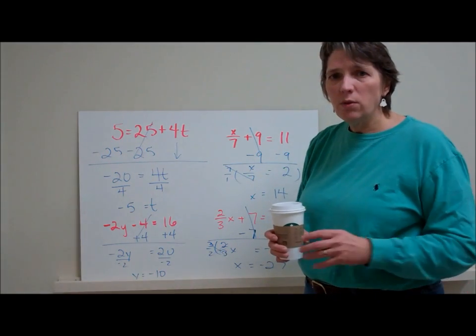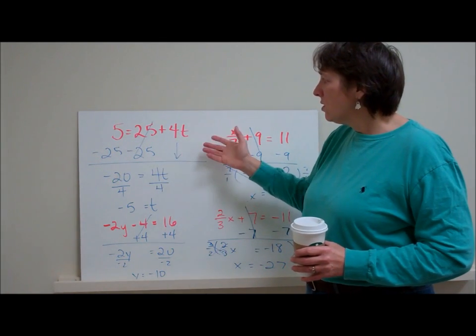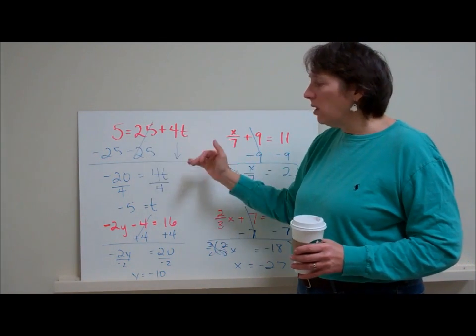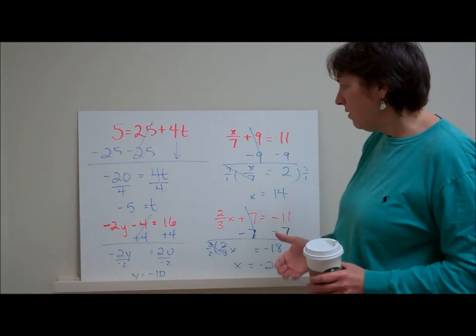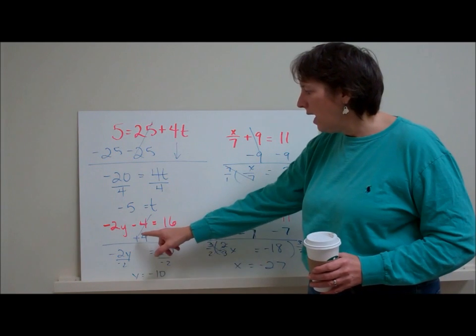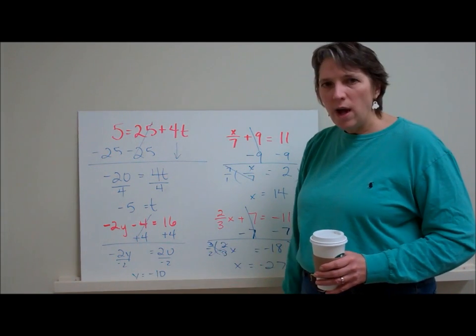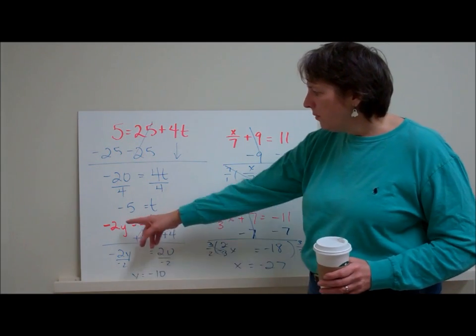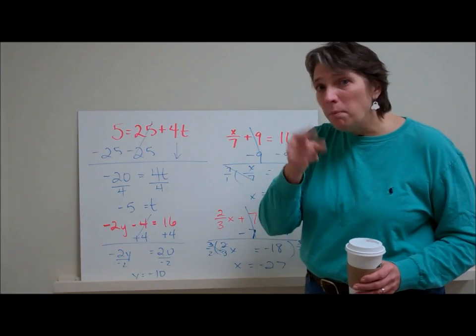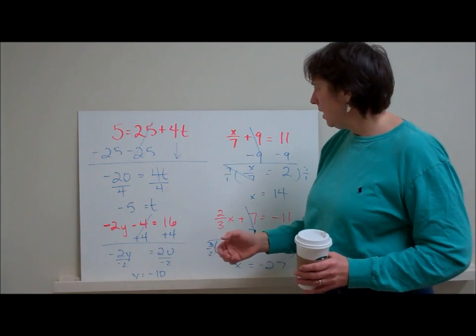You could have t equals negative 5. Plug it in. 4 times negative 5 is negative 20. 25 plus negative 20 is 5. This one, negative 2y minus 4 equals 16. You're going to add 4 to both sides. Divide by negative 2. You should have gotten y equals 10. Plug it back in. Negative 2 times negative 10 is positive 20. Positive 20 minus 4 is 16.